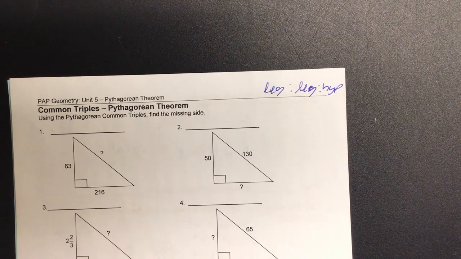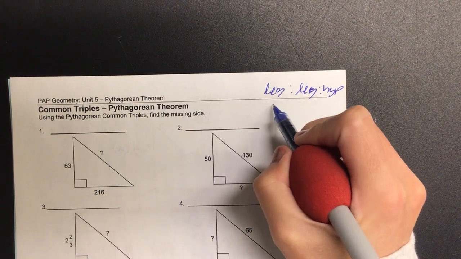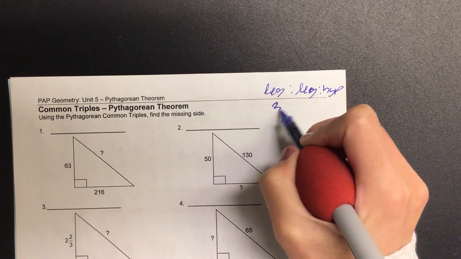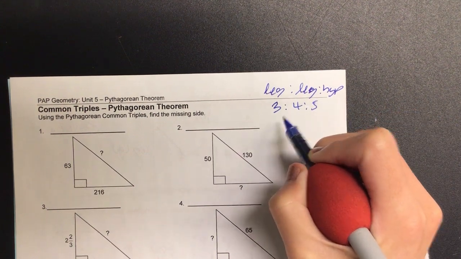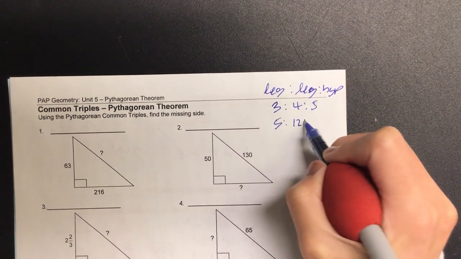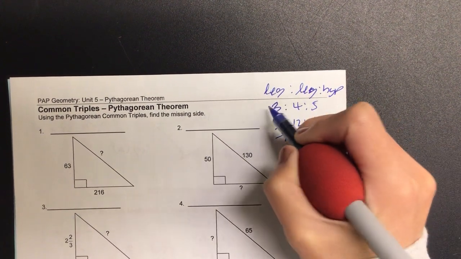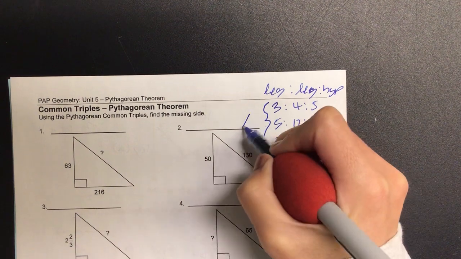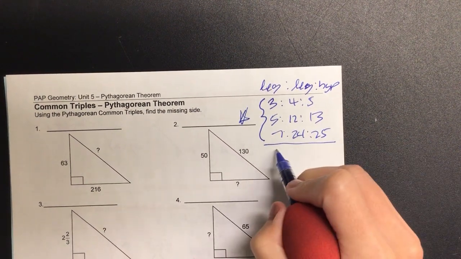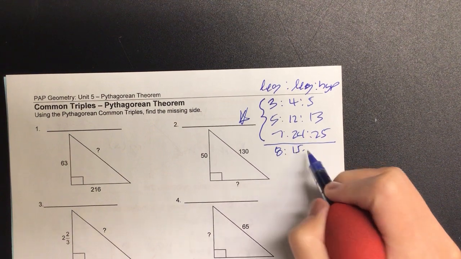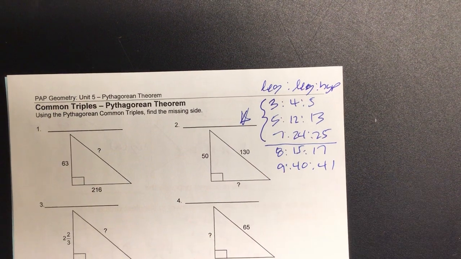Okay, so the following I want you to memorize, but if you choose not to memorize, it is okay. We have something called 3, 4, 5, 5, 12, 13, and 7, 24, 25. These 3 are the most often used. But then if you're ambitious, you may memorize the next ones. We have 8, 15, 17, and 9, 40, 41.